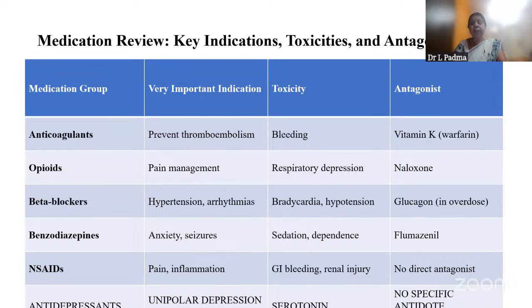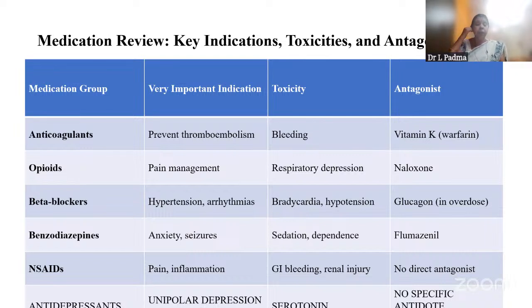Still, with a selective COX-2 inhibitor, GI bleeding is not there, but renal injury is definitely there. There is no direct antagonist. Most of the NSAIDs are treated by forced alkaline diuresis. Forced alkaline diuresis.